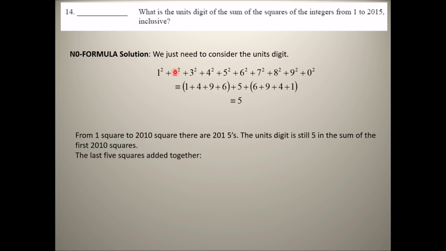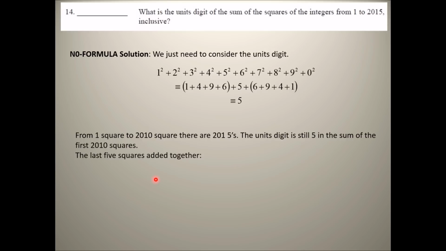So this pattern happens 201 times between 1 squared and 2010 squared. And so the units digit is still 5 because there's an odd amount. Normally if there was an even amount, so you had 5, 5, that makes 10, and that's 0. But there's 1 five left over that isn't matched up with anything. So the units digit is still 5.